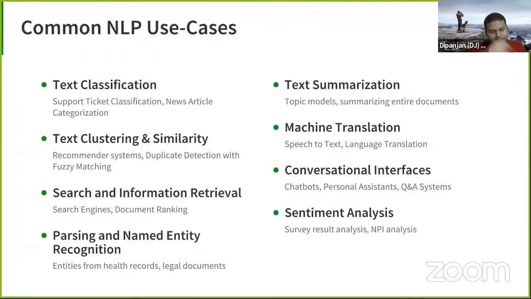Where we are applying something called named entity recognition to extract the key entities from the text data. Some examples could be entities from health records, legal documents, invoices, and so on. Then we have text summarization, where we have things like topic models, which can be used to extract key topics or trends from a huge corpus of documents.